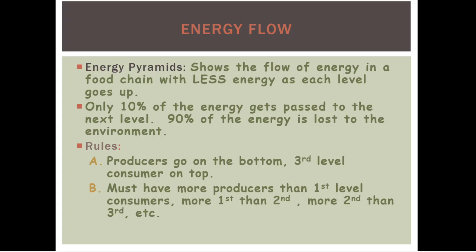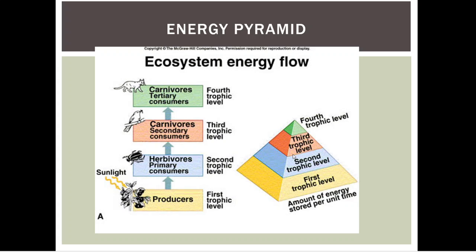on the bottom and third level consumers on top. And you must have more producers, first level consumers, more first than second, and more second than third, etc. It's a pyramid, right? You can't have a smaller level underneath a larger level, or the pyramid would fall over, okay? And so here's an example and some words that we use.